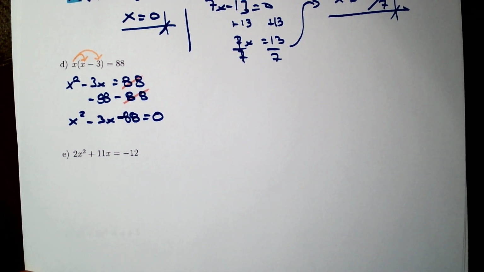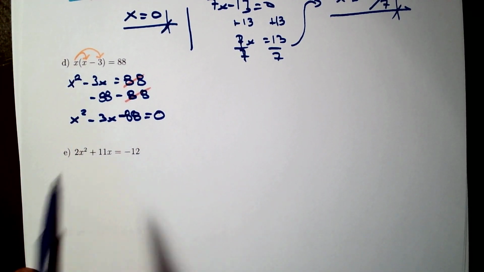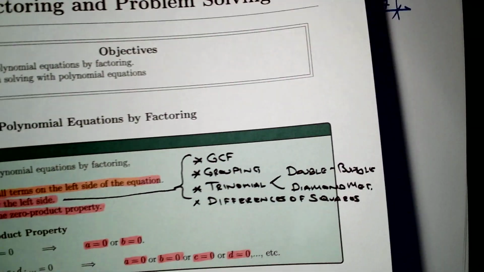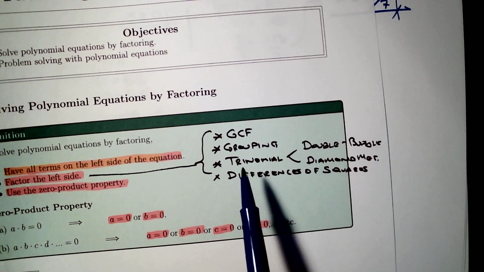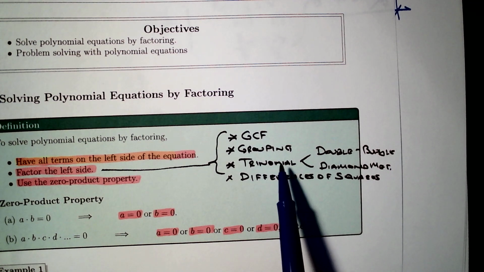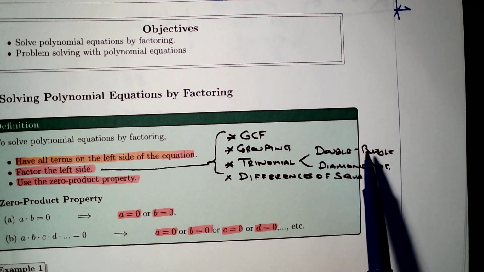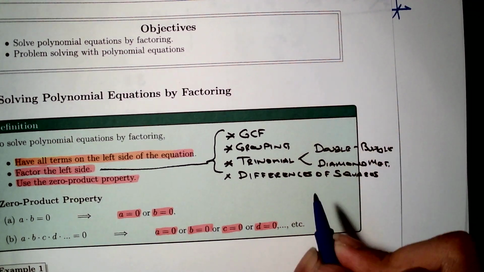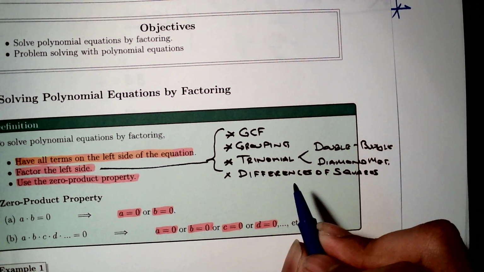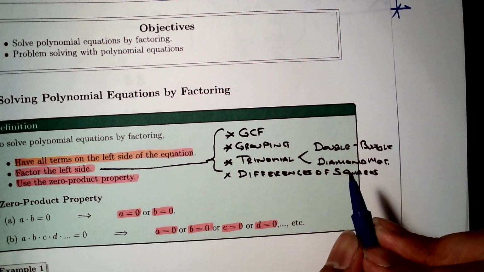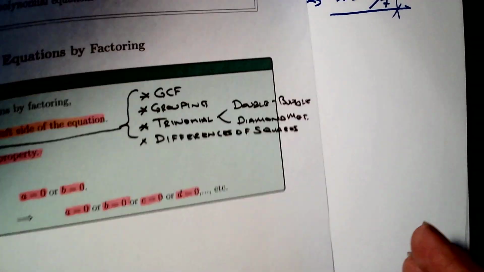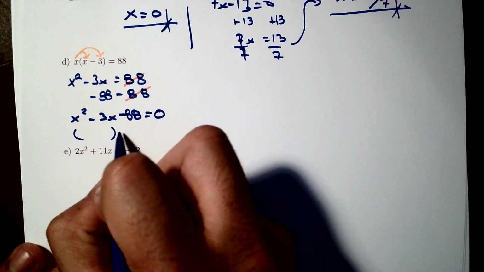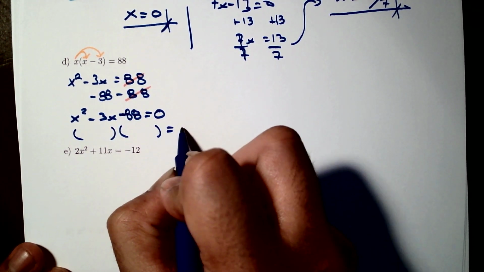Okay, now we need to find a way to factor this polynomial. Well, if we go back to the different methods, notice that this polynomial has 3 terms. That is a trinomial, and we can use the double bubble when the leading coefficient equals 1, or the diamond method when the leading coefficient is not 1 and it cannot be factored out. So in this case, I think we're safe to use the double bubble method. So let's double bubble it.